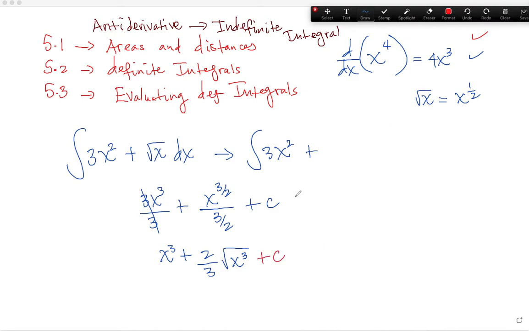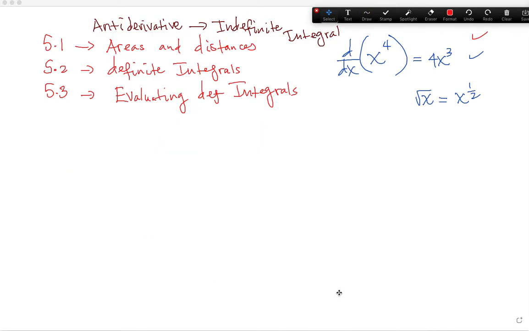Okay, good. I'm very happy about how well you understand your antiderivatives here.